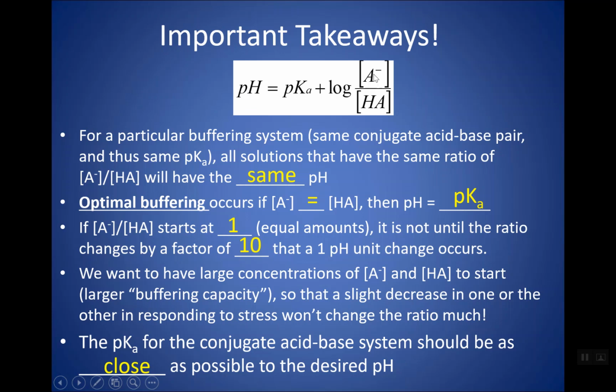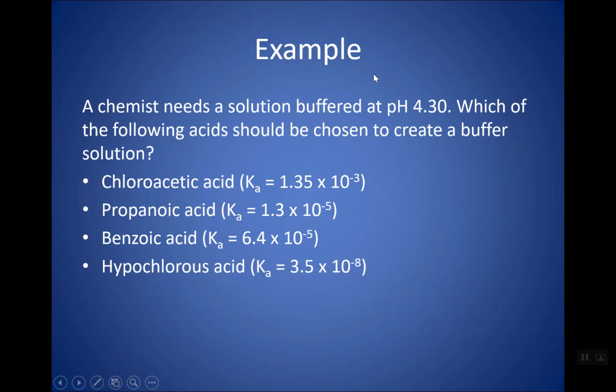So take a moment, try this example, then check your work. A chemist needs a solution buffered at 4.3 pH. Which of the following should be chosen? I give you the Ka's. Get used to converting between Ka and pKa. Taking the negative log of Ka gives you pKa, and if you had to go in reverse, 10 to the negative pKa would be Ka. So I'm going to just take a moment and turn all of these into pKa.